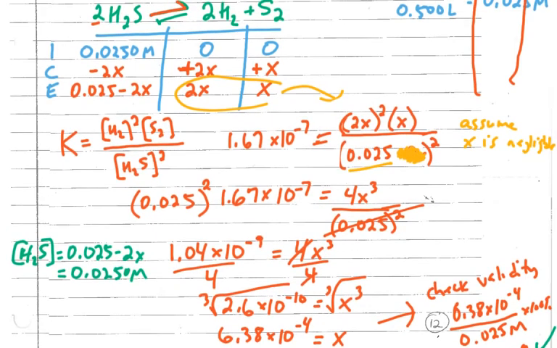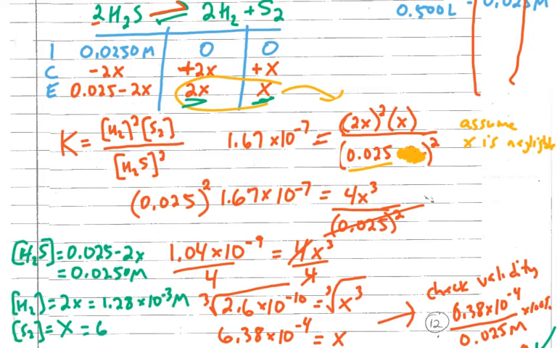And then our products, which are H2 and S2, at equilibrium, H2's concentration is 2x, which is 2 times 6.38 times 10 to the negative 4th, which is going to be 1.28 times 10 to the negative 3rd molar. And the concentration of S at equilibrium is just x, so just 6.38 times 10 to the negative 4th molar.